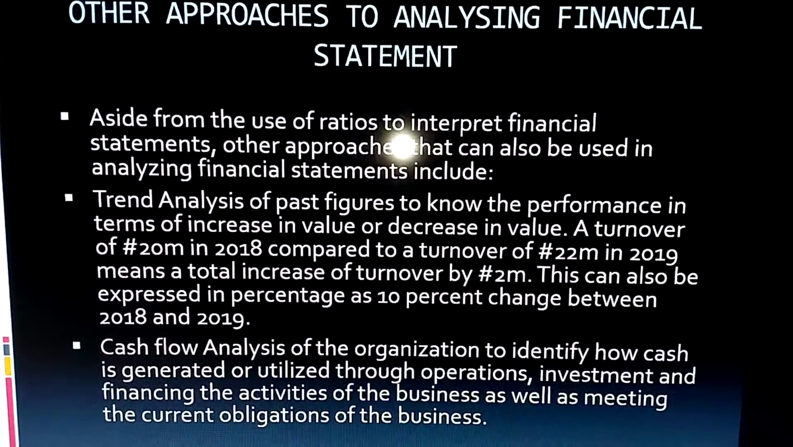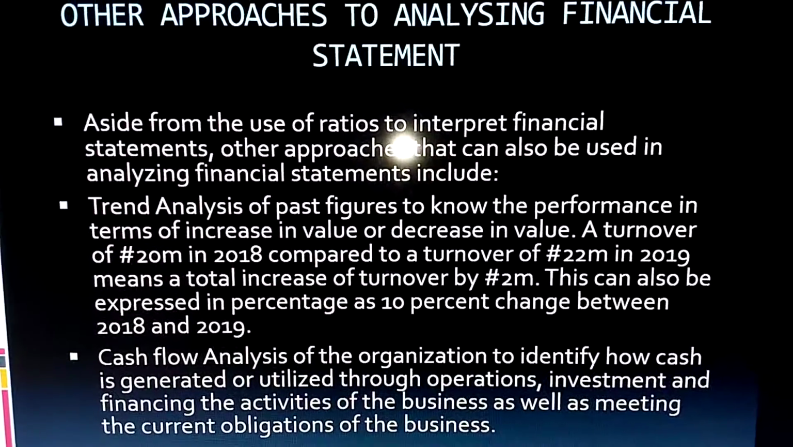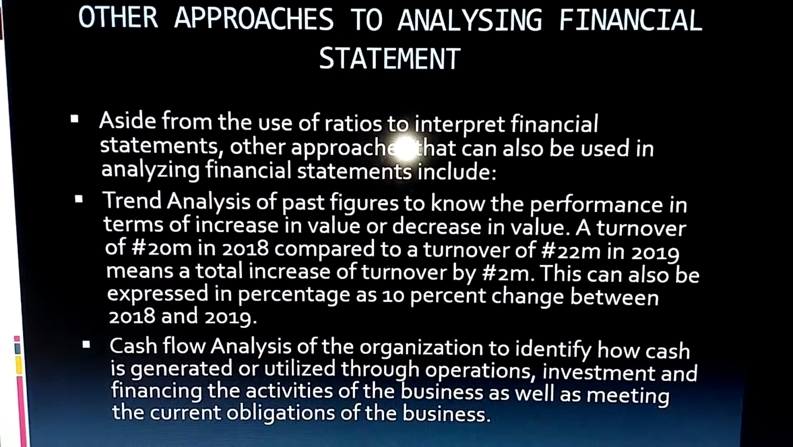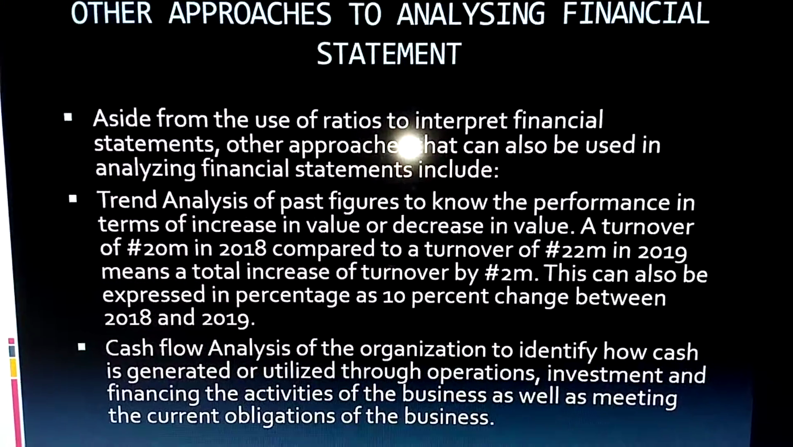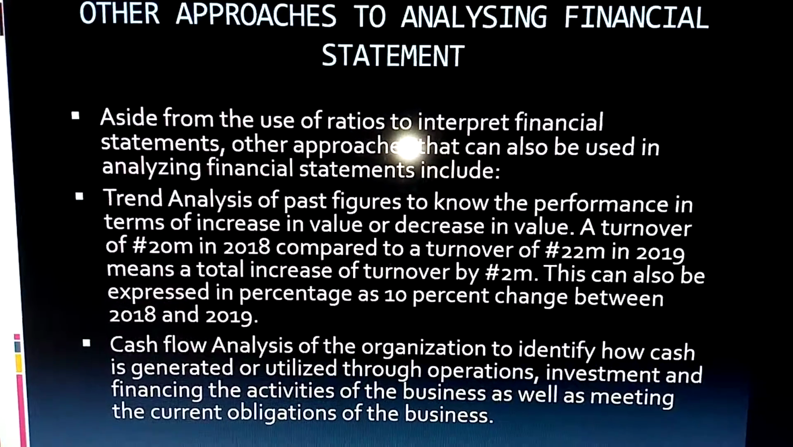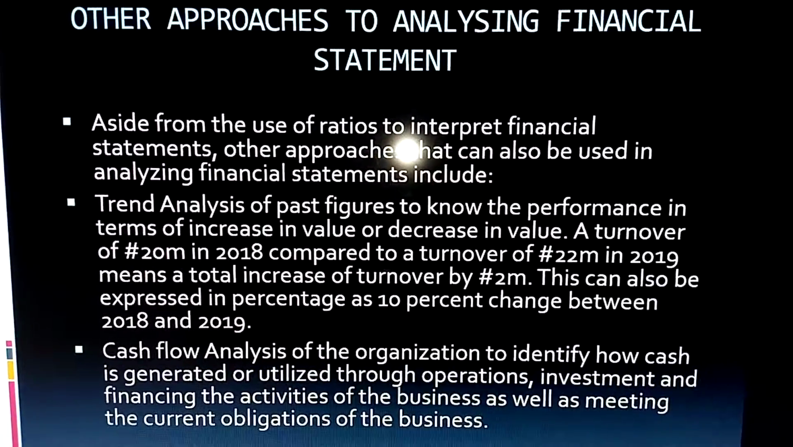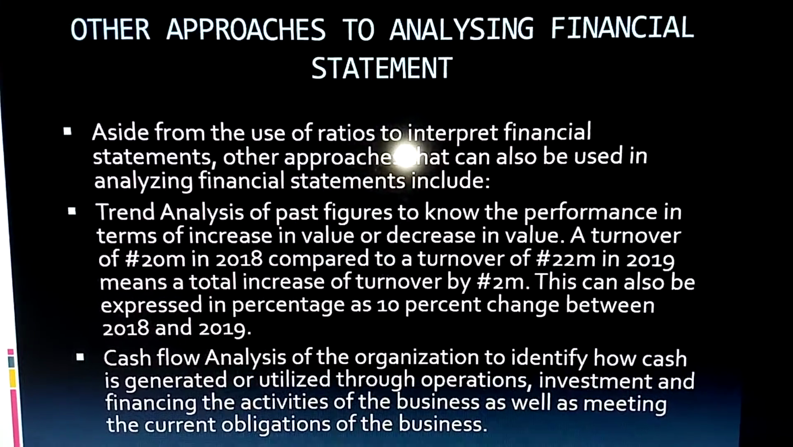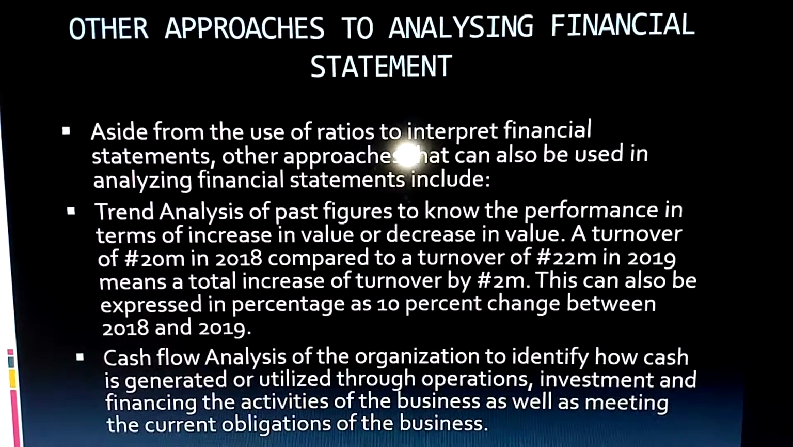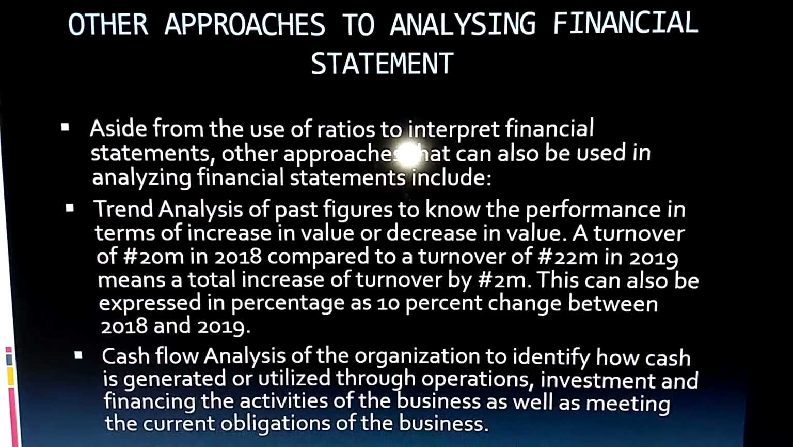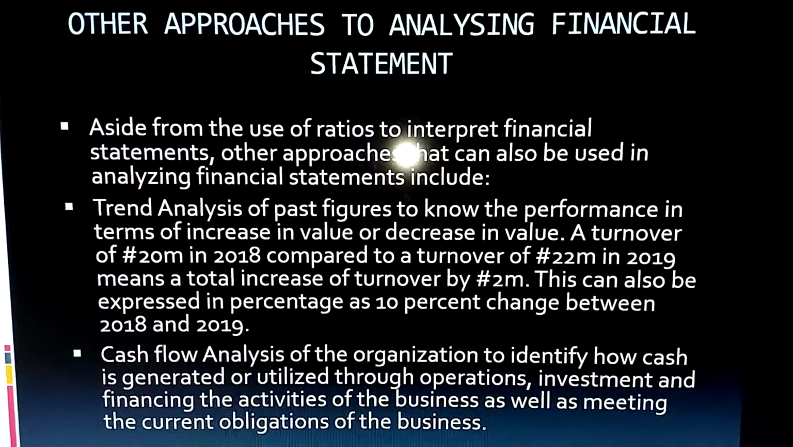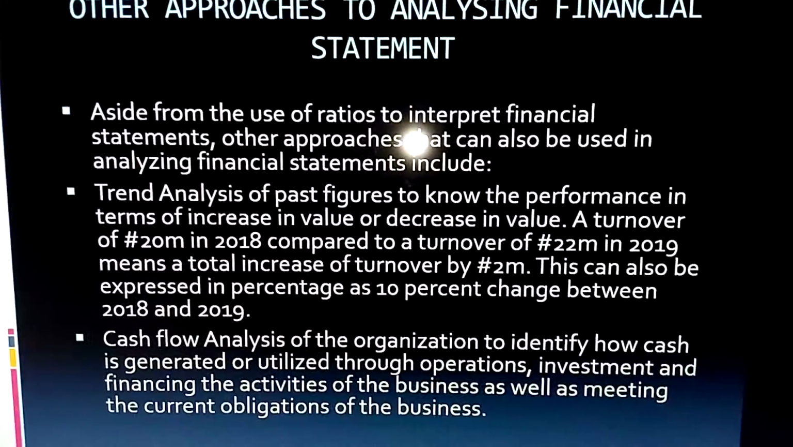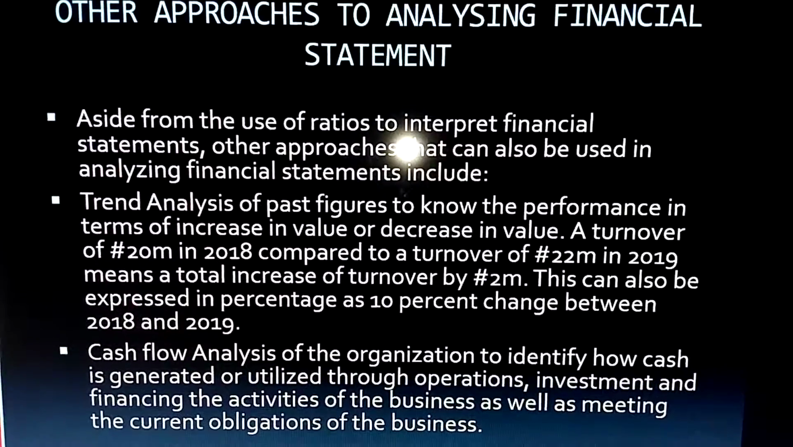For instance, you can compare 2018 and 2019. Say in 2018 there was a turnover of 20 million, and in 2019 there was a turnover of 22 million. So in absolute terms, we can say that there has been an increase in turnover of 2 million between 2018 and 2019. We can as well report that as a percentage change, which is 10%. 2 million is 10% of 20 million. So there's an increase of 10% between 2018 and 2019. So basically, your trend analysis can come in absolute form or in percentage change form.